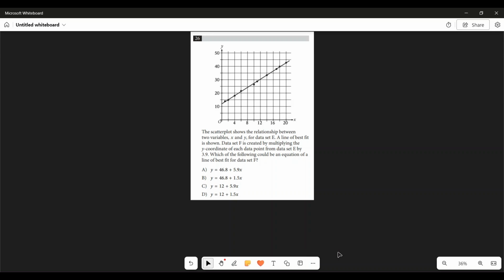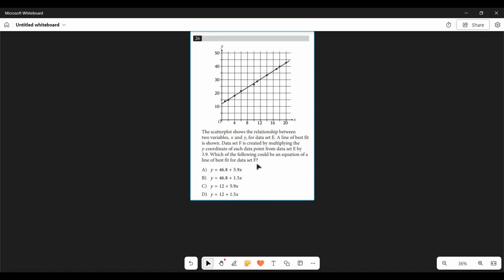This question is from the SAT practice test from 2024, practice bundle 6, module 2, question 26. The scatter plot shows the relationship between two variables, x and y, for dataset E. A line of best fit is shown. Dataset F is created by multiplying the y-coordinate of each data point from dataset E by 3.9. Which of the following could be an equation of a line of best fit for dataset F?